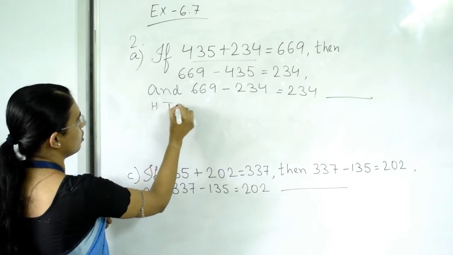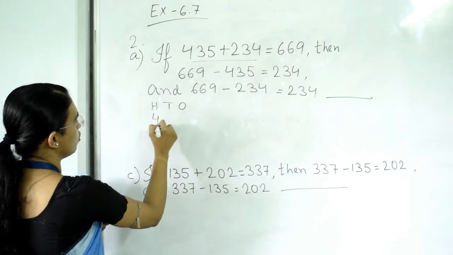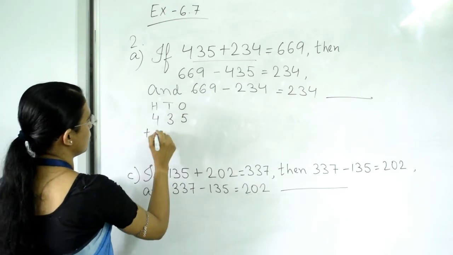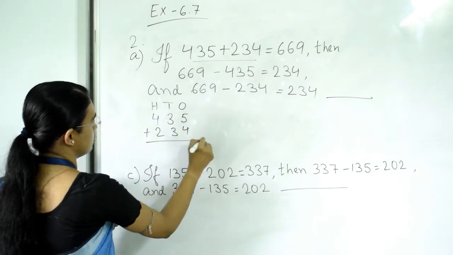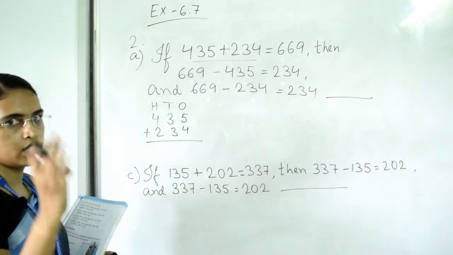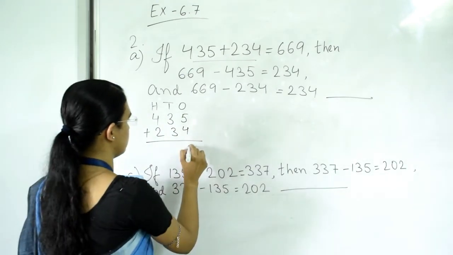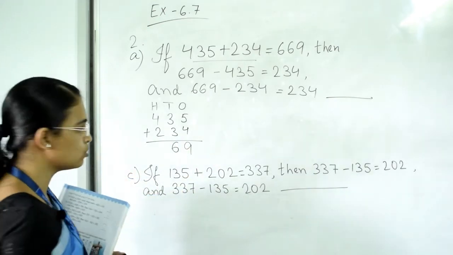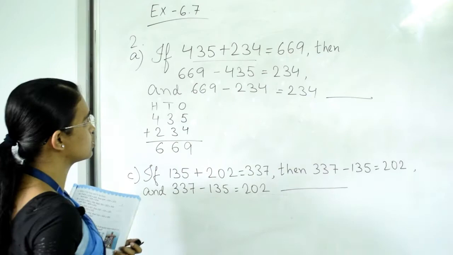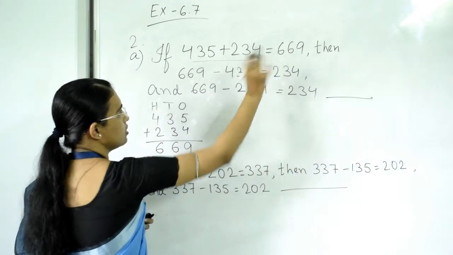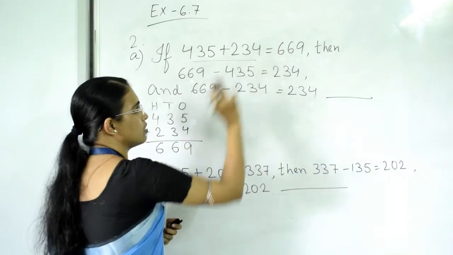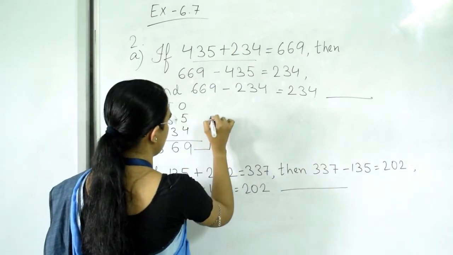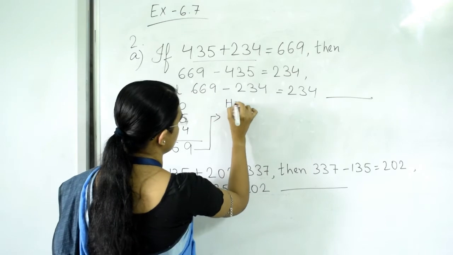So write H2O, first this one 435, use the plus sign, then 234. Now 5 plus 4 is 9, 3 plus 3 is 6, 4 plus 2 is 6, 669. We got the answer 669. That means up to this it is correct, right? So after this, what we have to do? We have to do the subtraction.